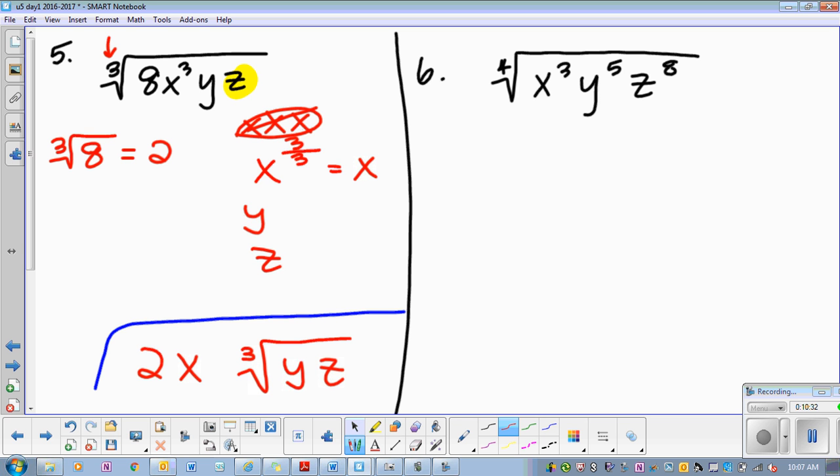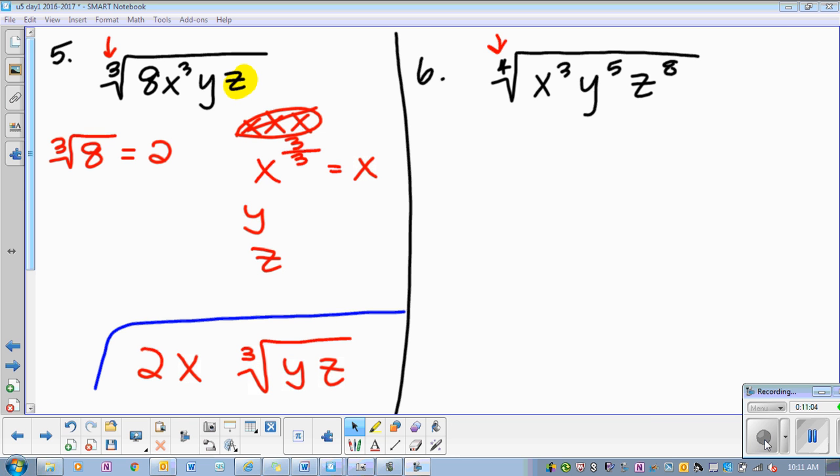So let's try number 6. Look at number 6. How many do you need in a group to come out? 4. Okay, so go look at the x's, go look at the y's, and go look at the z's, and see how many groups of 4 you can make. Okay? The groups, they come out. Only one from the group comes out. Any leftovers have to stay inside the 4th root. All right? So try that.